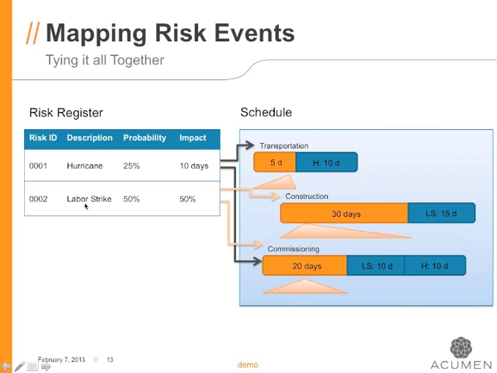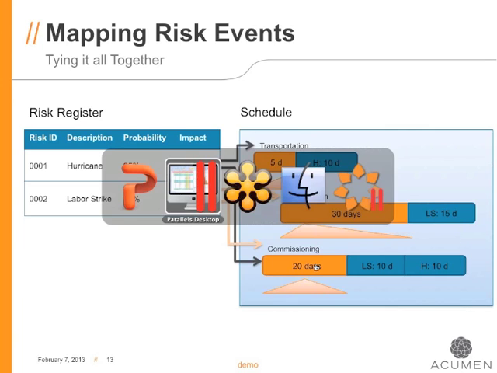Now, the labor strike risk, you can see here, instead of being defined as an absolute value, is actually defined as a percentage of the duration. So when it gets assigned, first of all, to construction, it's 50% of the duration of the activity, in this case 15 days, whereas that same risk event, when it impacts commissioning, you can see here 20 days, 50% of 20 days is 10 days. Okay, so it's flexible in terms of not just the mapping to groups of activities or individual activities, but also the spreading and the prorating of the impact across those activities.